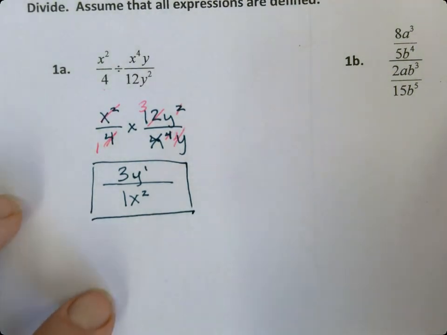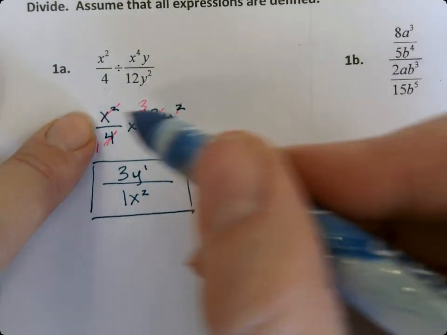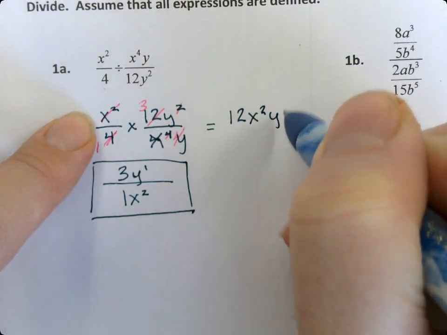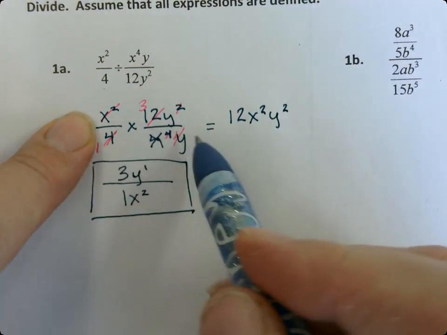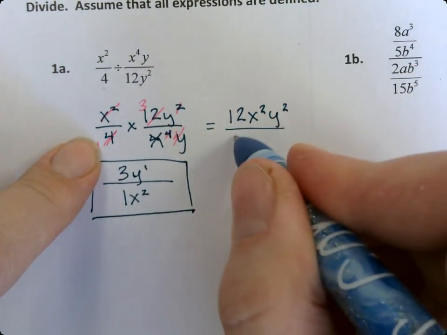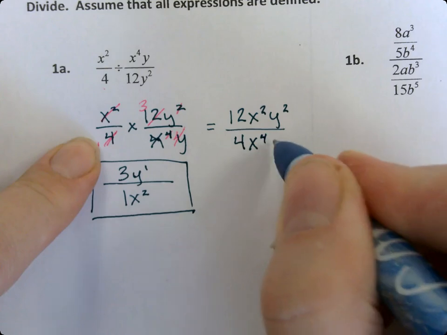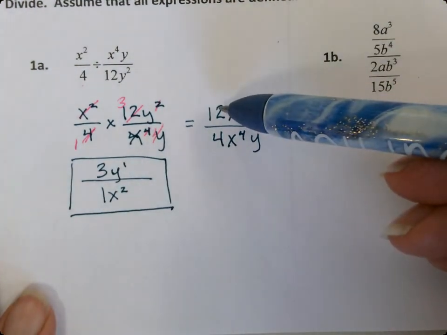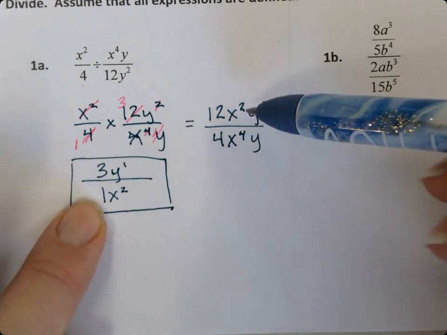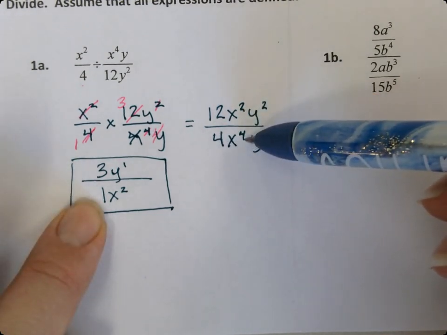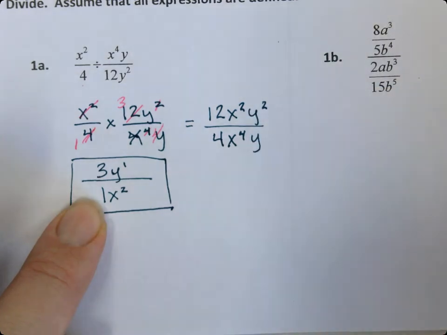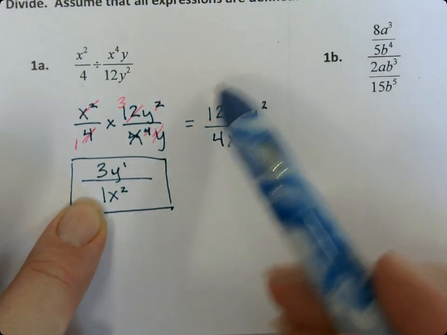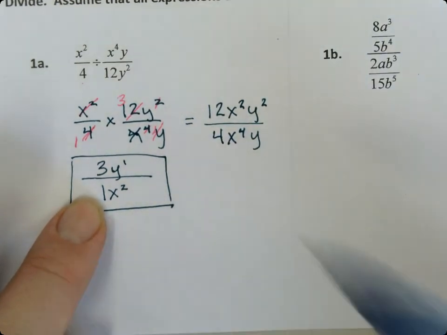If you're not comfortable cross-canceling, once you keep, change, flip, you're going to clean up the top. And you're going to say, I have a 12, x squared, y squared. So everything's cleaned up, put it in order. The bottom is going to be a 4, x to the fourth, y. Now, if you're looking at this, try to compartmentalize it. The 12 and the 4 reduce to 3 over 1. The x's have more on the bottom, so when we cancel these out, we're left with 2. And the y's, there's more on the top, we take out 1. So if it's easier for you to see this, clean it up and then reduce it.